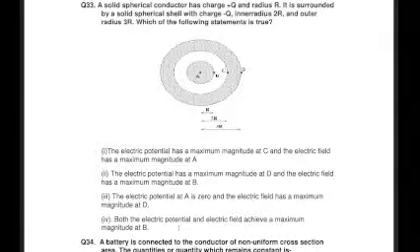Correct. The answer is 4. Both the electric potential and electric field achieve a maximum magnitude at B.